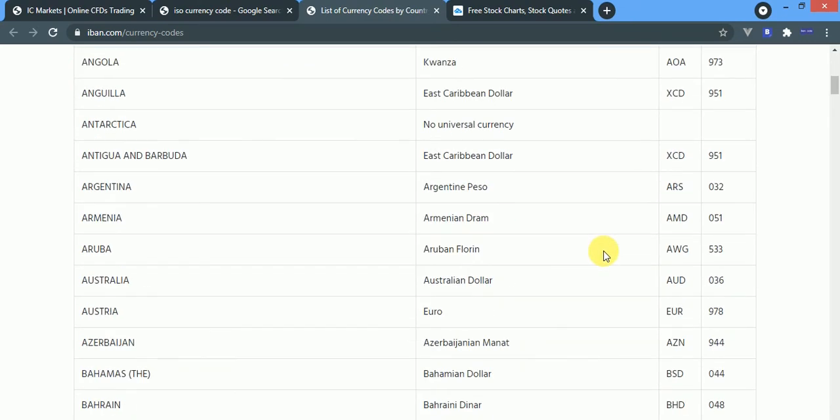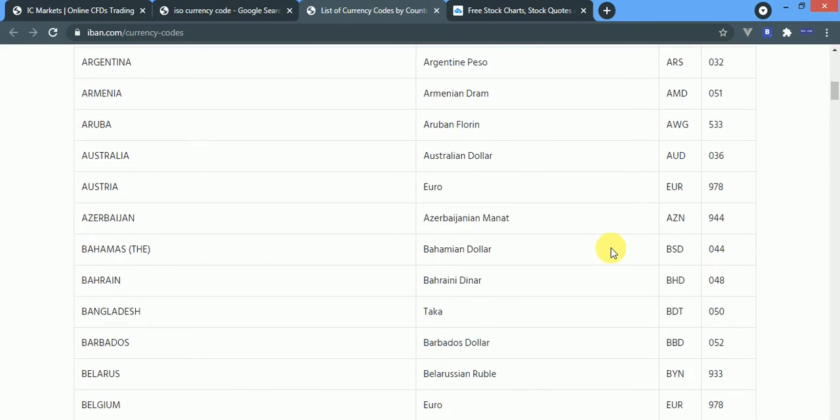So you can check to know all the currency codes we have.